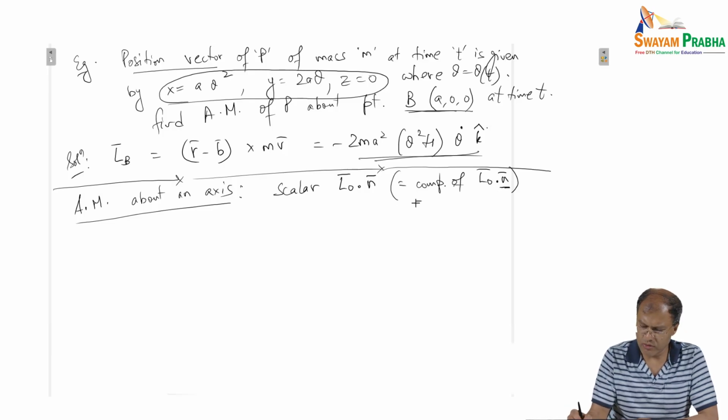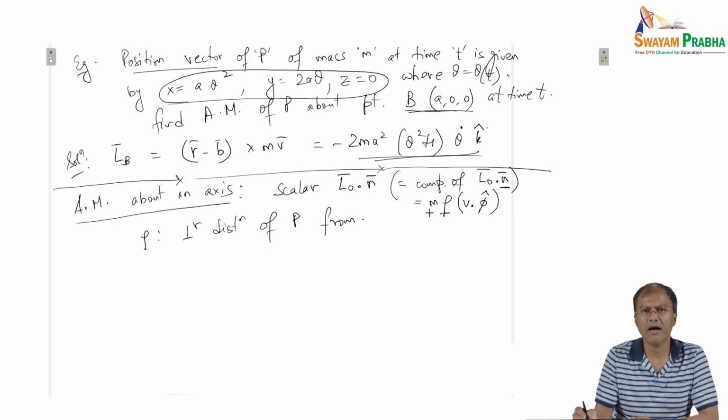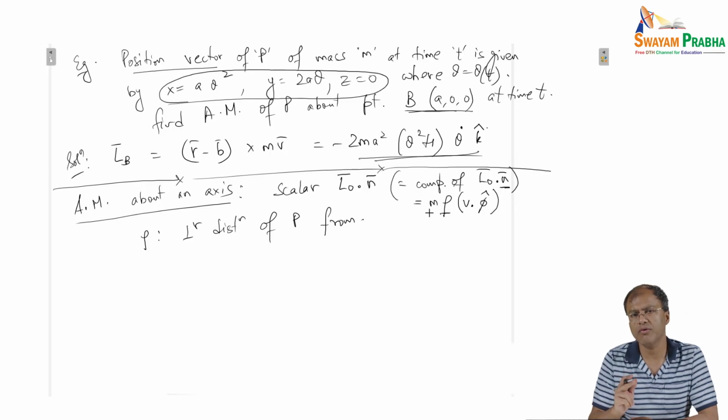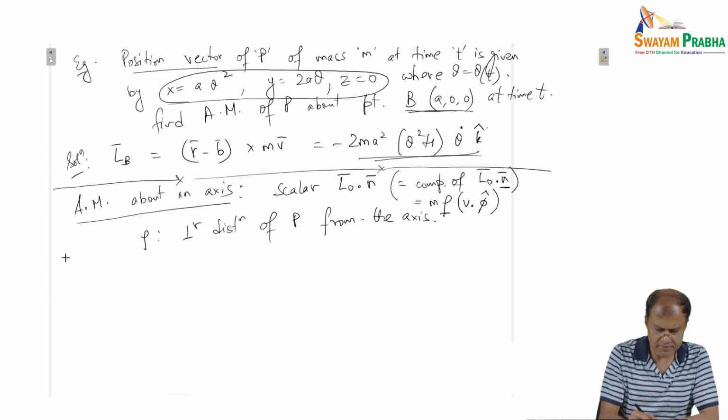And we see that this is going to be m rho v dot phi hat, where rho is the perpendicular distance of P from the axis. Again, it's the same diagram that we have seen a few minutes back, with rho being the perpendicular distance from the axis.